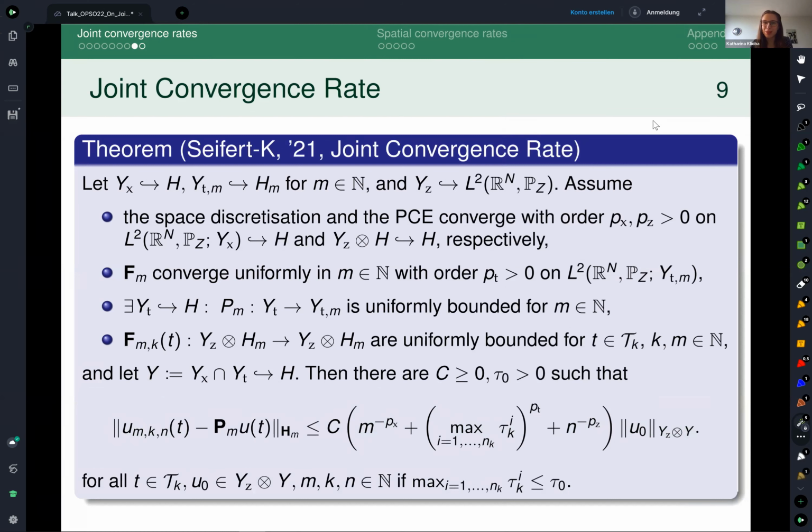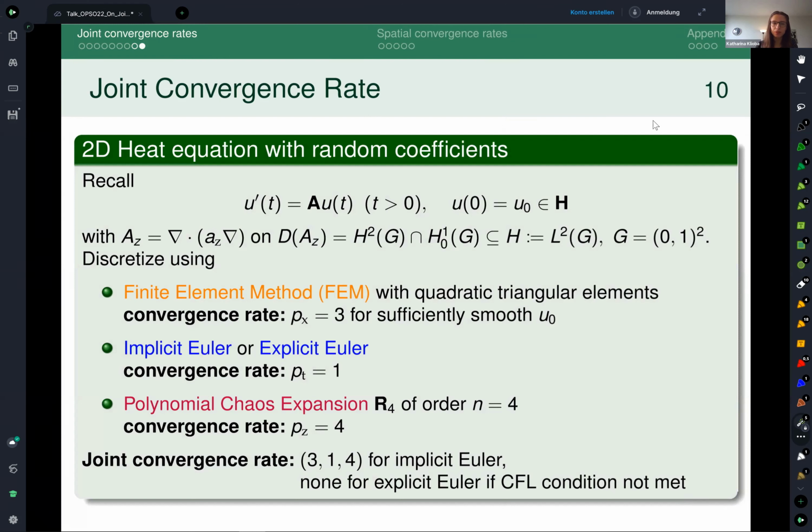Unfortunately, I won't have the time to prove that for you, but let's quickly take a look back at the example. So if we choose implicit Euler, then all conditions from the previous theorem are met, and we indeed obtain a joint convergence rate of 3, 1, and 4 when using the implicit Euler.